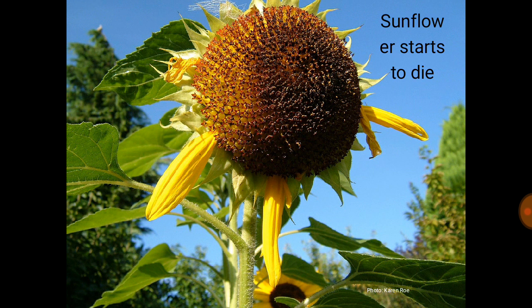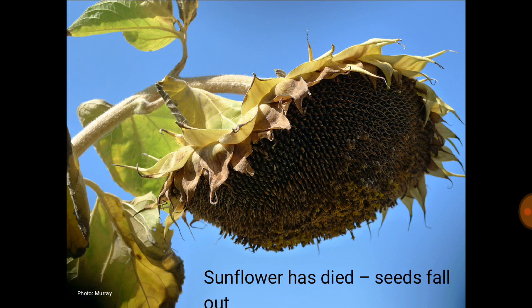Now, when the weather becomes colder, the sunflower starts to die. Remember that too much cold damages our flower. So the flower turns brown and will eventually die. When the flower has completely died, the seeds fall out of the dead sunflower and onto the soil.